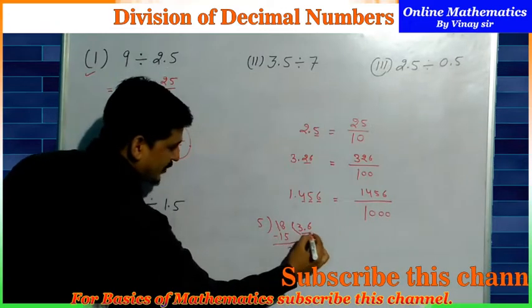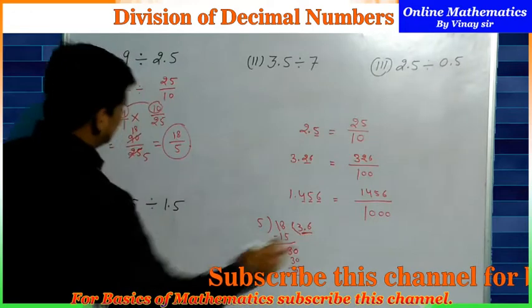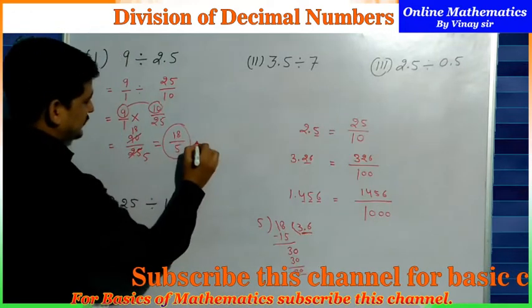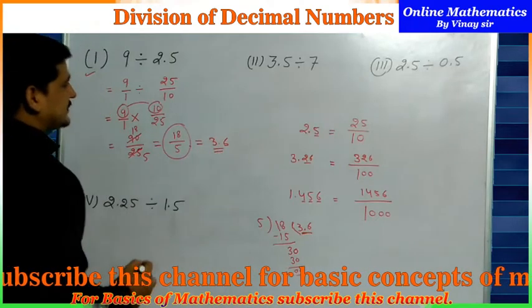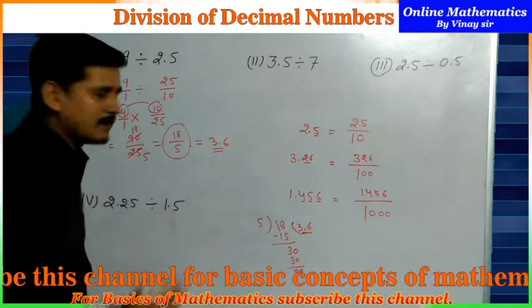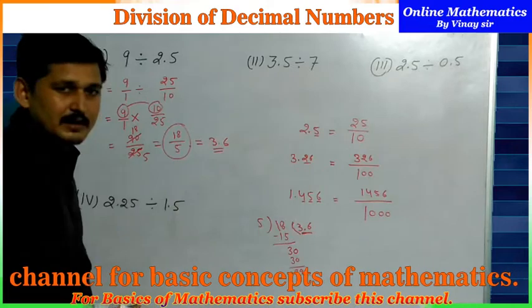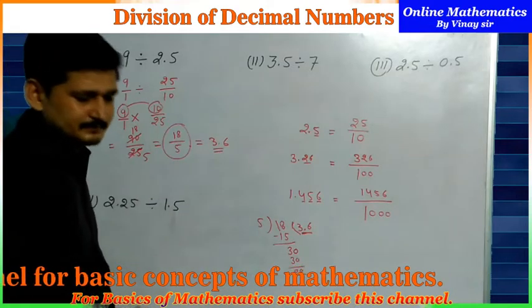Okay, so this 3.6 will be the decimal value of 18 upon 5, so we can write here 3.6. Okay, so this is the way how we can divide a whole number by a decimal number. Let's see the next example.